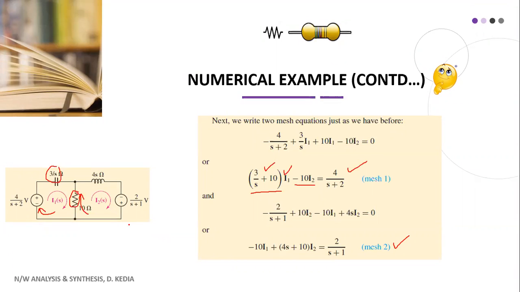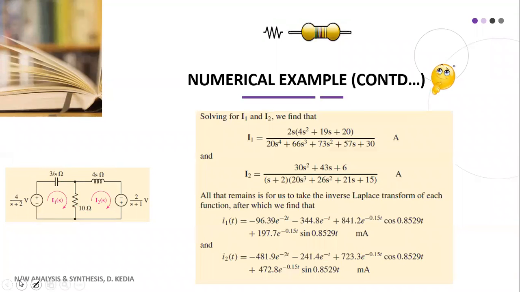Similarly, you write for mesh 2. What do you have? 4S and 10 are in series with I2, so we have (4S plus 10) into I2. In the 10 ohm, we have I1 also present in the opposite direction, so we have minus 10 I1, equals 2S plus 1. This way you can write the current equation for mesh 2 also. Then you have two equations, two variables. Find the values of I1 and I2, but keep one thing in mind: the values of I1 and I2 will be in the S domain.